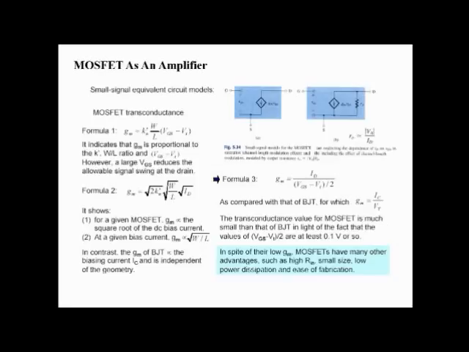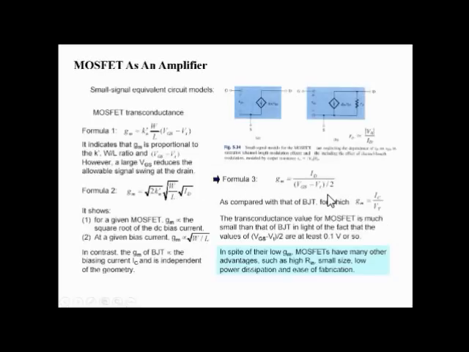However, a large VGS reduces the allowable signal swing at the drain. Now for the second formula, there are some derived formulas. These are some of the derived formulas, and you need to study them well.